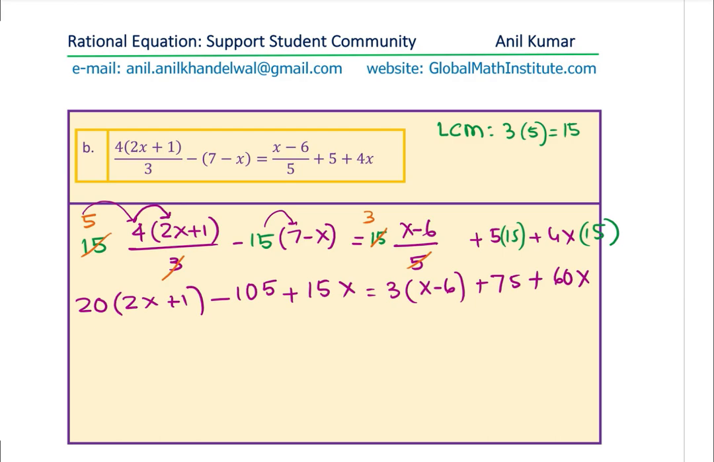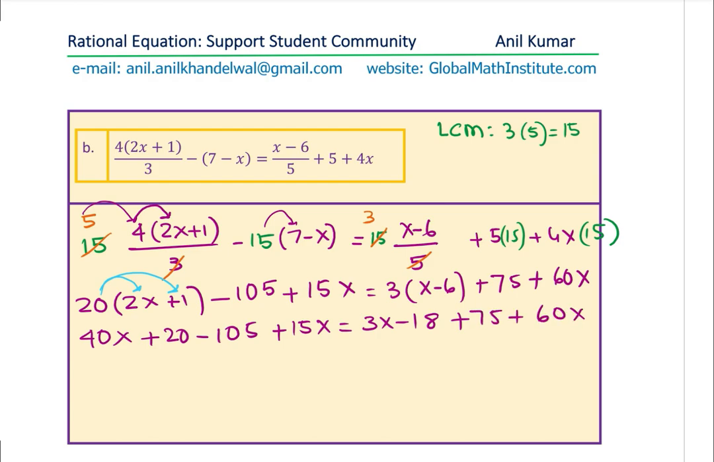Now one more thing which you understand is, you see this finally. We multiplied this by 5. You see that? We say cross multiply also. Okay. Now in this case, let us expand, that is, apply the distributive property. So when you apply the distributive property, you get what? 40x plus 20 minus 105 plus 15x equals 3x minus 18 plus 75 plus 60x. Is that clear to you?